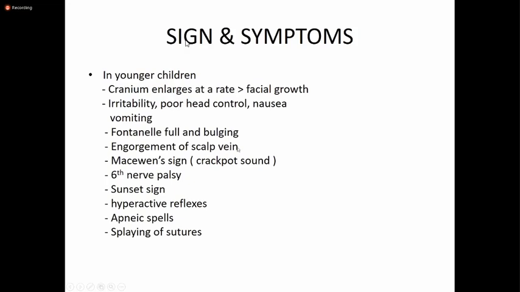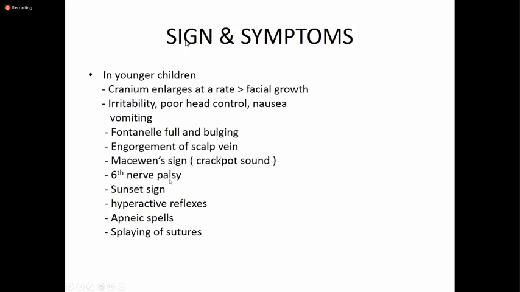There will be engorgement of scalp veins because of the raised intracranial pressure. You know that there are diploic veins in which there is bilateral flow. So there is engorgement of the scalp veins because of the raised intracranial pressure. Another clinical sign is McEwen sign, which is also known as cracked pot sound. In this, if you tap the skull of an infant, you will hear the sound like this. But usually after CT scan and MRI, we do not elicit this sign commonly these days.